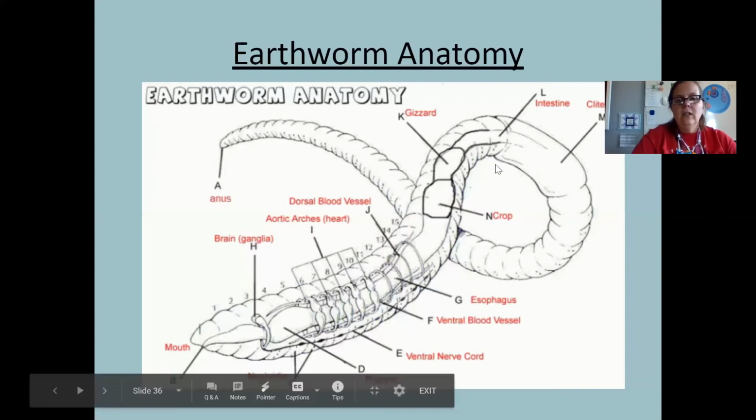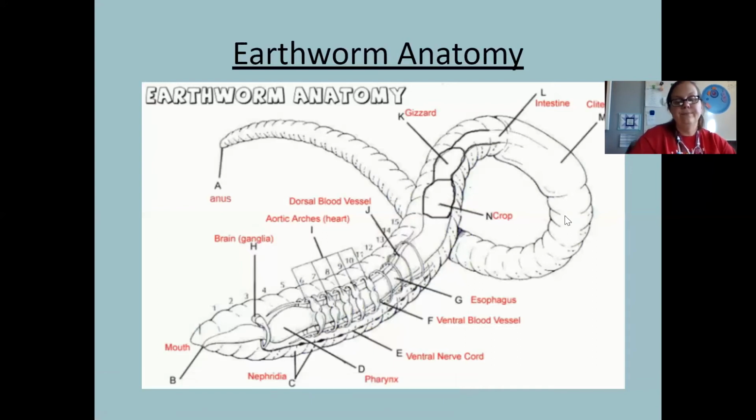And then this clitellum is the area that's very wide, and this has some reproductive functions. So go ahead and make sure that all of your labels are correctly dragged into the right spot.